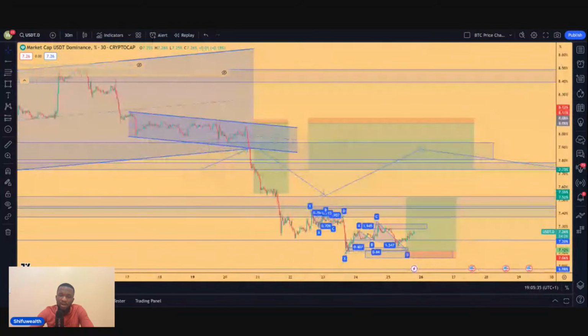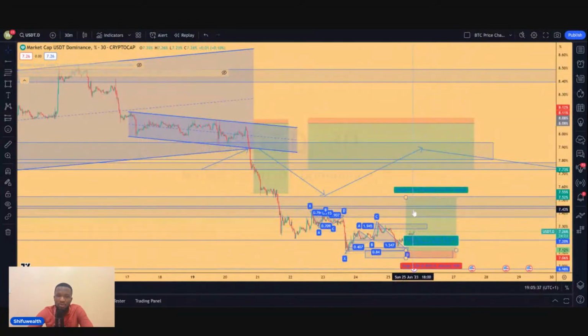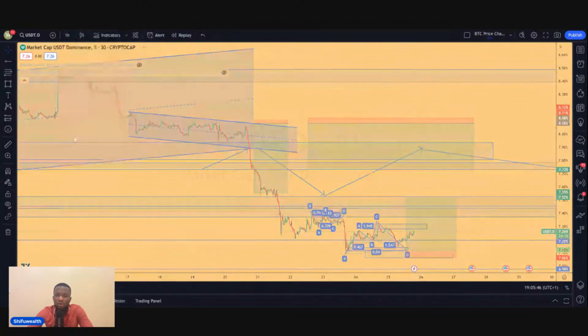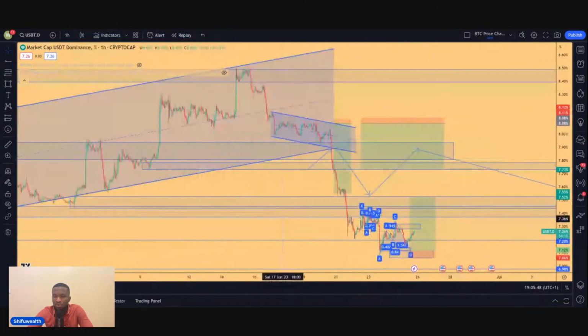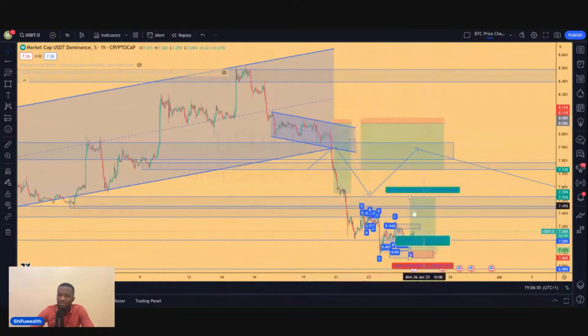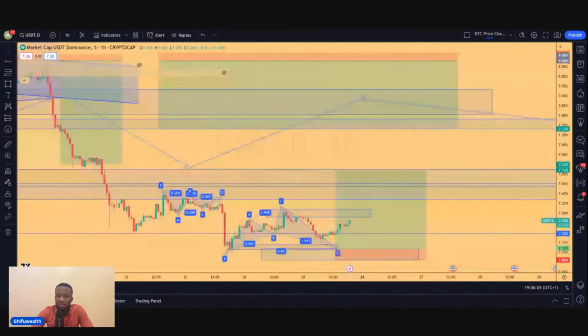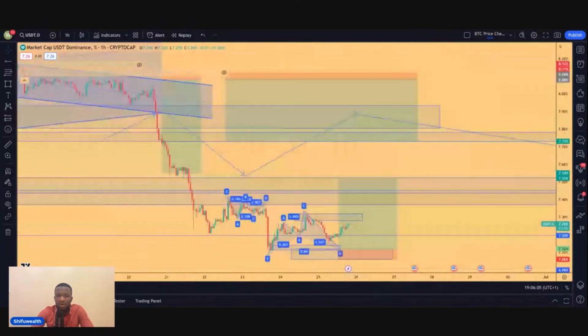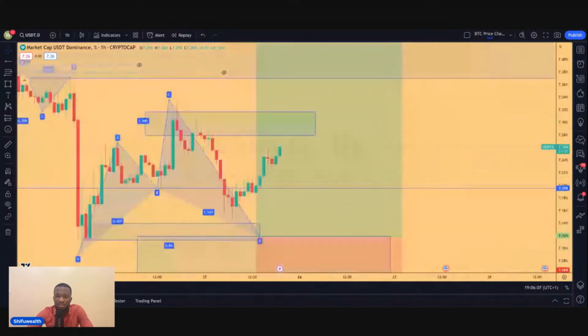So price can go higher on the USDT dominance, and once it gets higher from here, it starts going lower as well. It could just be that price wants to retest and then continue for lower prices. If that happens, it means we should still have a little run up on BTC. This would have been the best, perfect entry, I think. If price had given us this, it would have been very, very perfect.